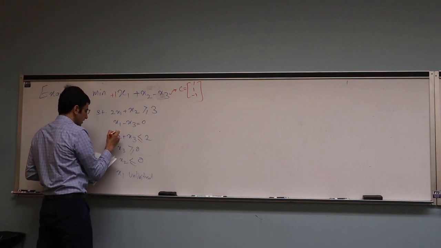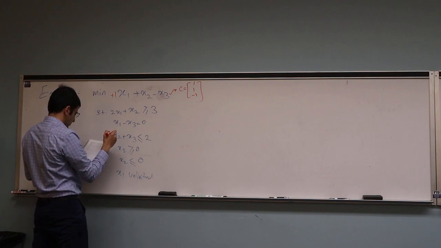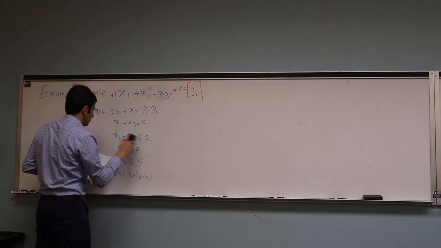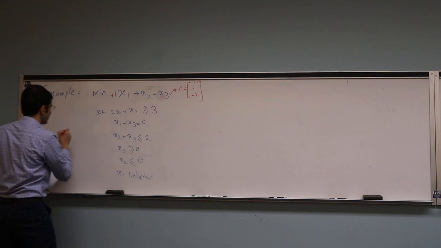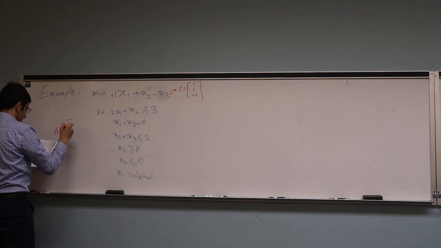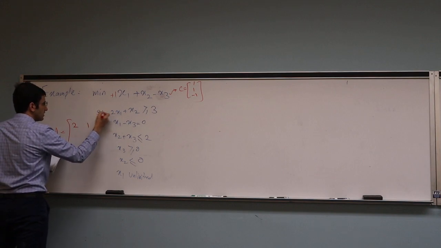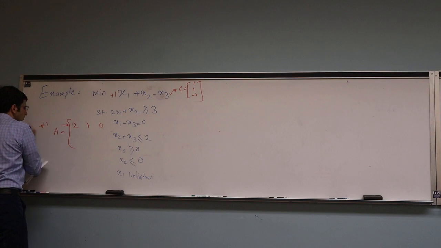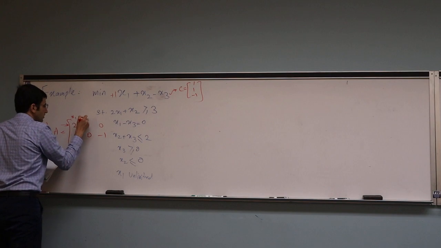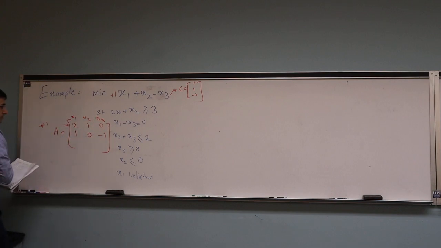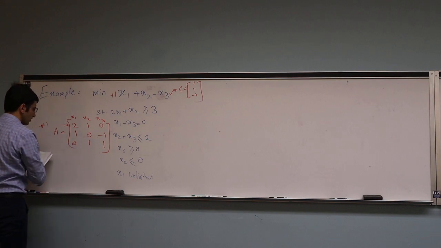I'm going to rewrite this. Oops, sorry. So you just write A because we are not going to change the order of this. So A will be 2, 1, 0 for the first constraint. For the second constraint, it will be 1, 0, negative 1. This is x1, x2, x3. For the third one, you have 0, 1, 1.